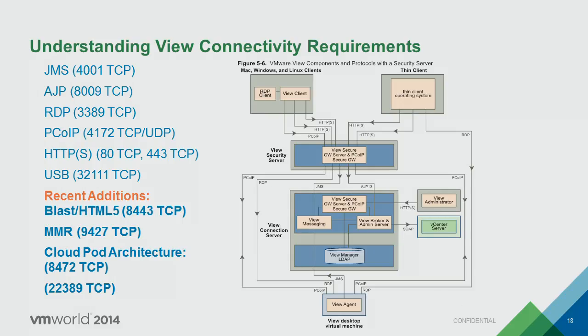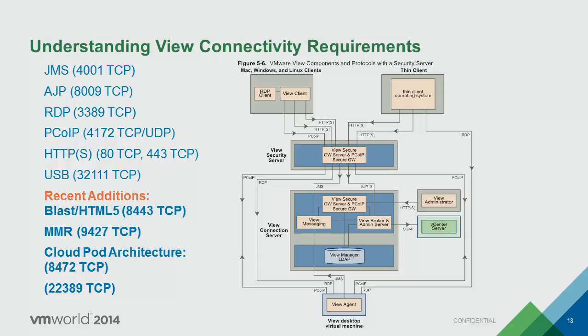So just to reiterate some of the ports, just to give you a nice outline, here's a good one for a picture. Keep in mind that port requirements are changing, right? We have a lot of new things that are being added with BLAST, with multimedia redirection. We've had some incarnations of that, as well as some of the new stuff like cloud pod architecture. There's this new global entitlement layer up there. So we have more LDAP that needs to run on 22389, as well as the channel between the brokers, between the pods on 8472. It's always important to keep track of, when you're a View administrator, new stuff as it comes out, because if you want to utilize these features, you're going to need to have these ports opened.